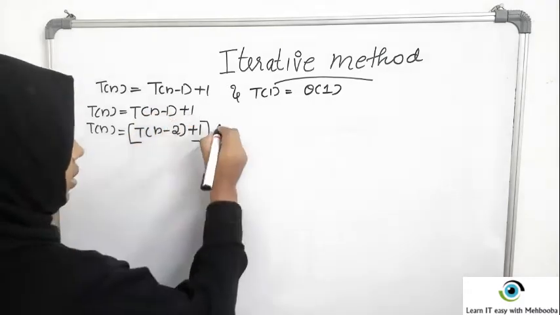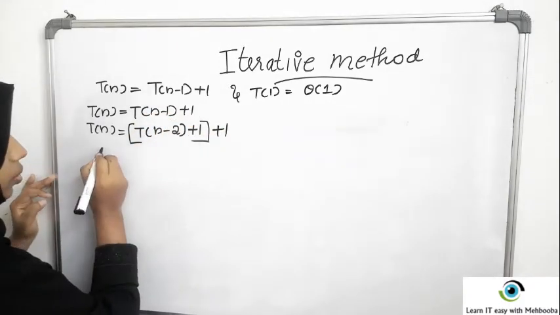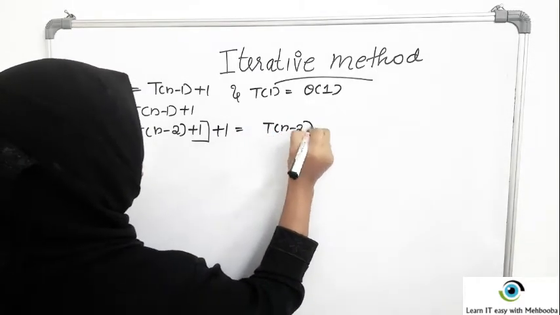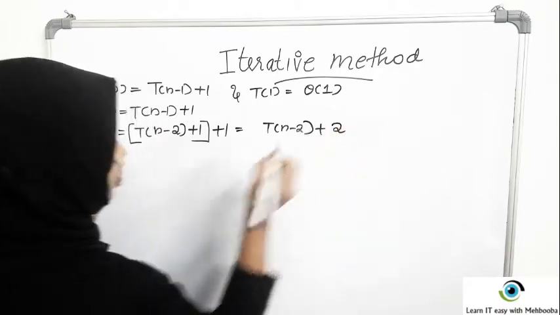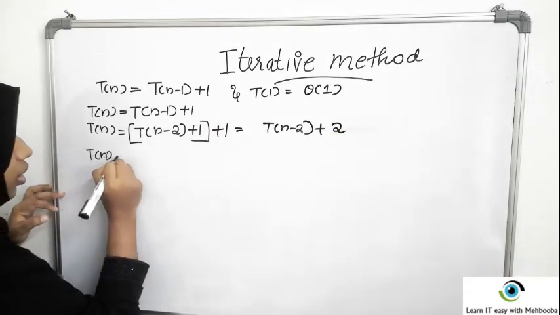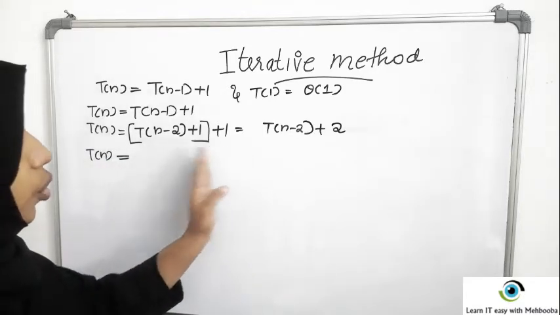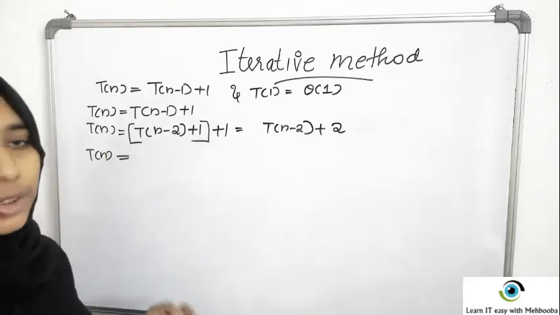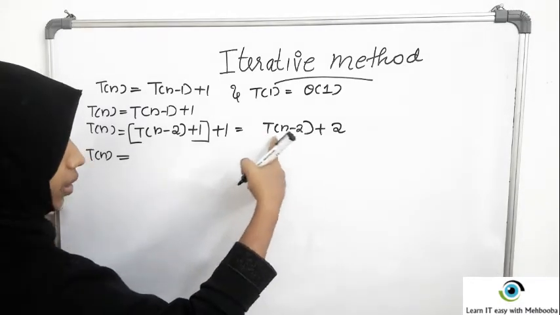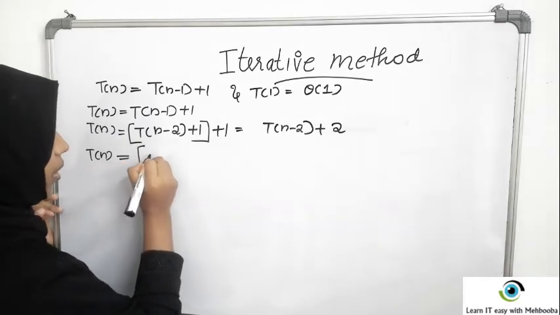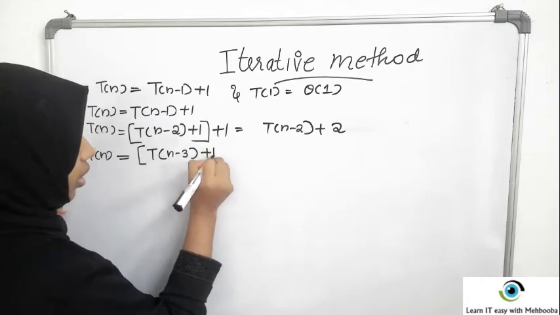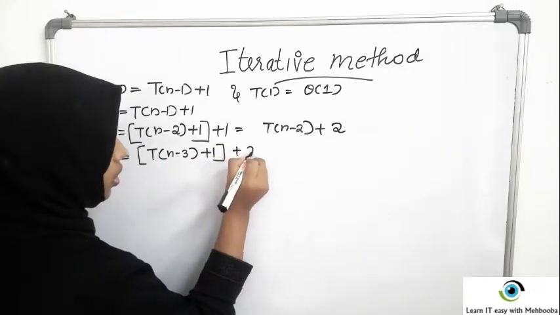Now this 1 as it is. Unrolling it, you can write it as t of n minus 2 plus 2, isn't it? 1 plus 1, 2. I'm still unrolling it because I want an expression without any terms of t in it, so that I can easily solve it. So t of n minus 2 should be unrolled. When you unroll t of n minus 2, that will definitely be t of n minus 3 plus 1.